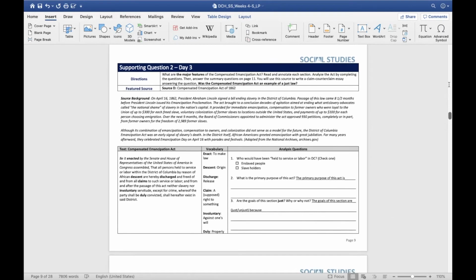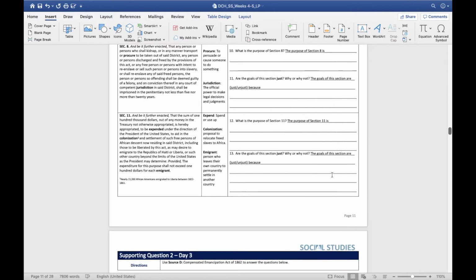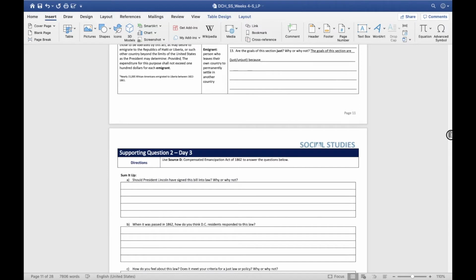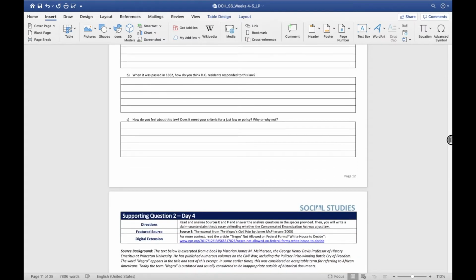For supporting question 2, was the Compensated Emancipation Act an example of a just law? You are going to look at the major features of the Compensated Emancipation Act, read and analyze the act by completing the questions, and then answer the summary questions on page 11 of the distance learning plan. You will use this source to write a counterclaim essay answering the question, was the Compensated Emancipation Act a just law?